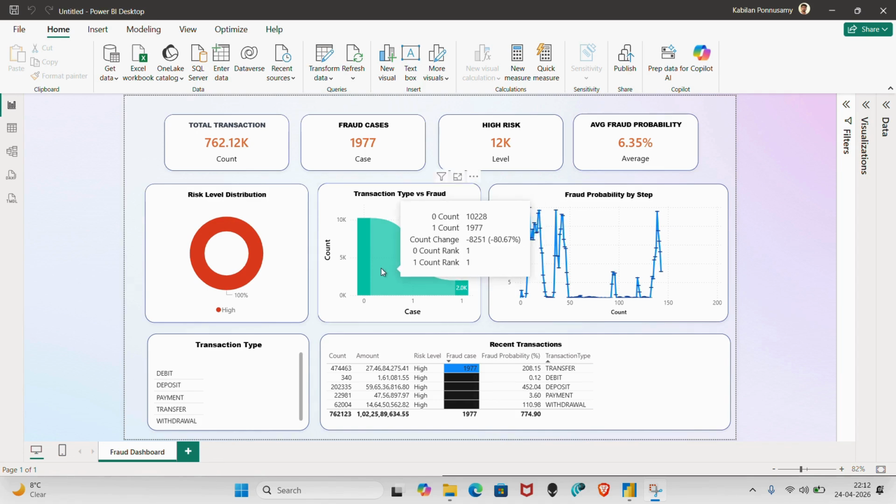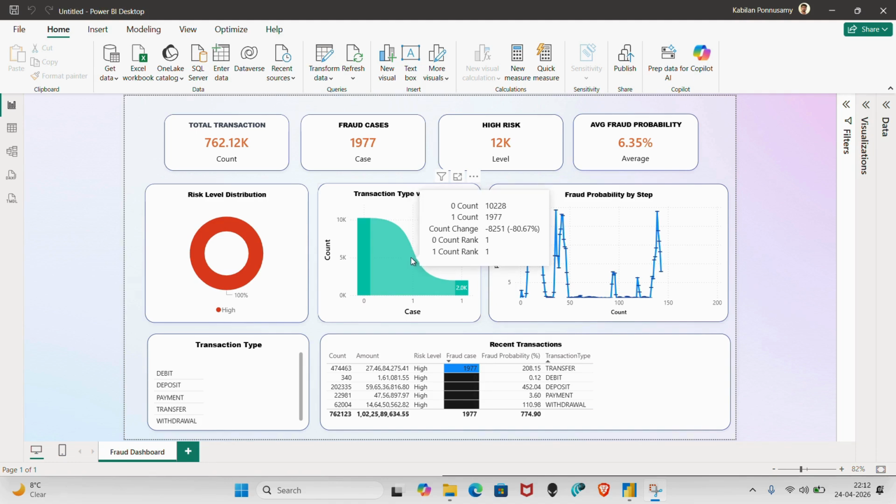Next, on the left side, we have the risk level distribution. This shows that a significant portion of the transactions fall under the high risk category, indicating suspicious behavior patterns. On the right, we have the transaction type versus fraud chart. This chart compares each transaction type with the number of fraud cases. From this, we can clearly see that transfer transactions contribute almost all the fraud cases, while debit, deposit, payment, and withdrawal show zero confirmed fraud.